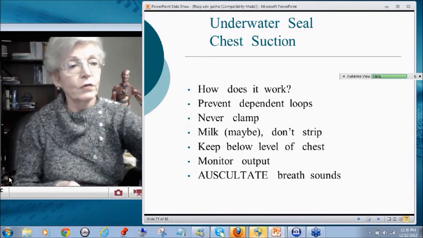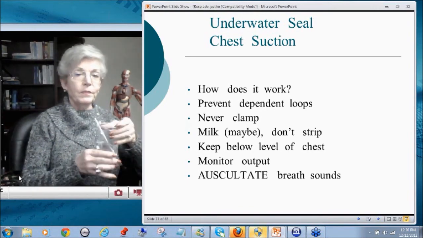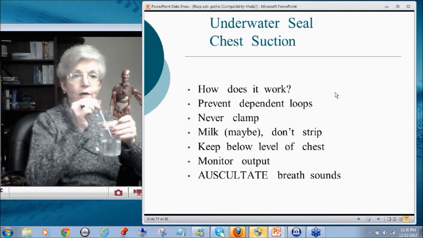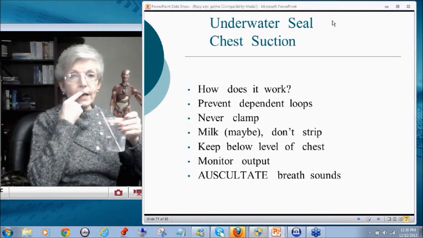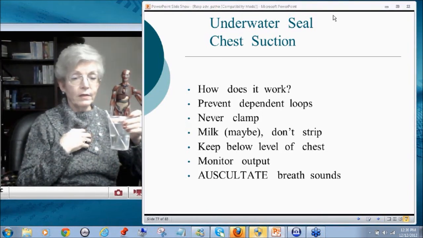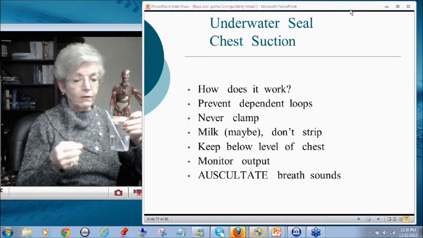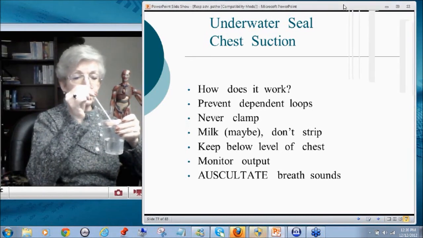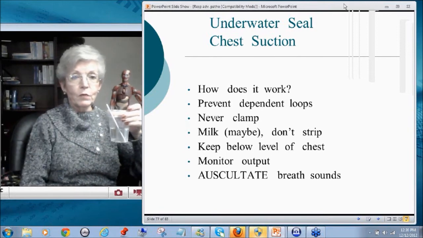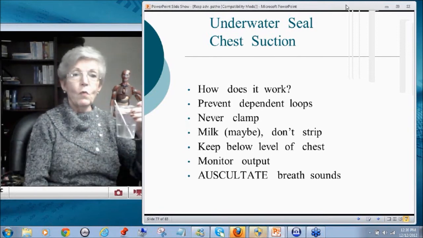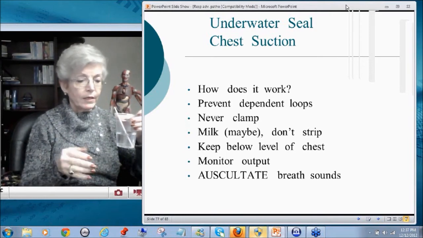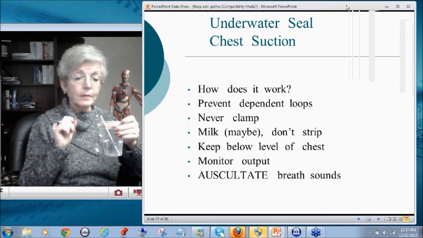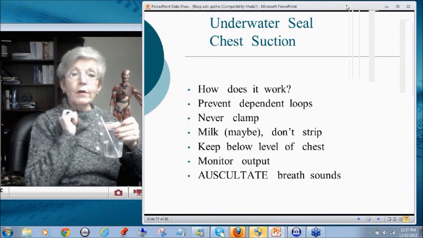And I'm going to try to do that by showing you a glass of water and a straw. And underwater seal suction is effective because if I use this straw as an analogy of the chest tube and I put it in the glass of water, it is now under water. Big deal. What good is that? Well, a couple of things. What keeps the water in my glass?